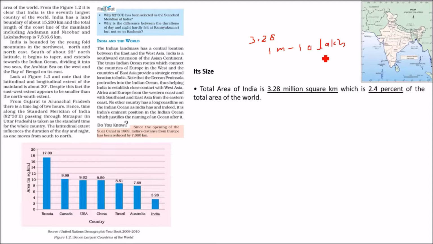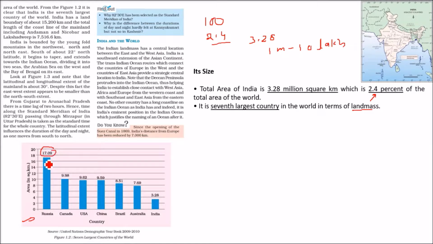If you take all the land which is available in the globe, we constitute 2.4% of the total area of the world. So if the world has 100% area, we have 2.4% of that area. That is the land region. We are the 7th largest country in the world in terms of land mass, which means the land we have is 7th largest.